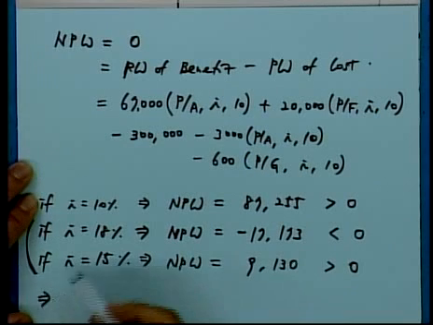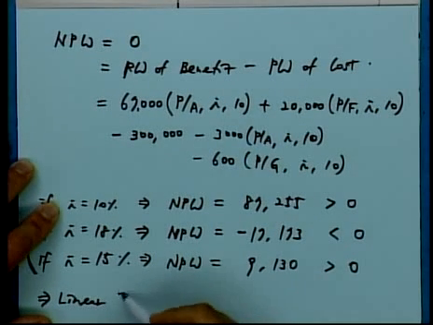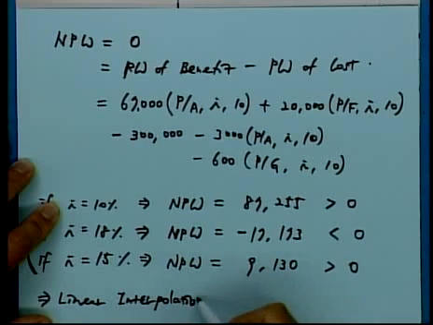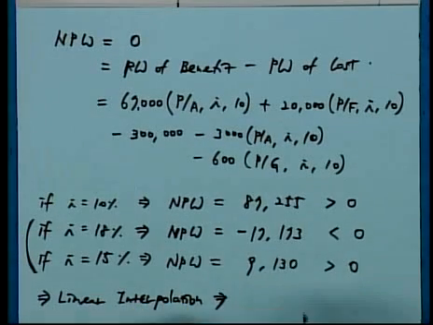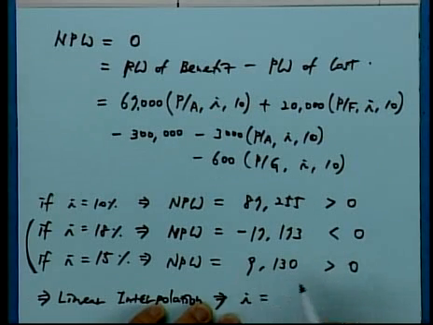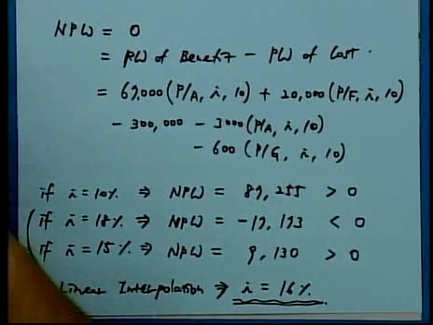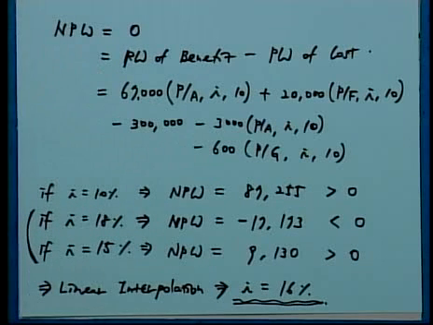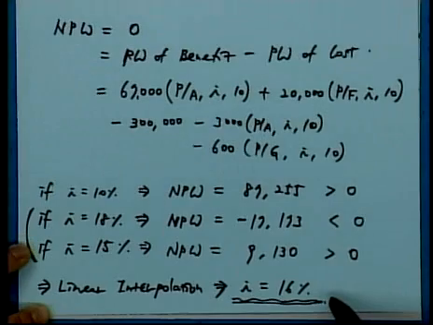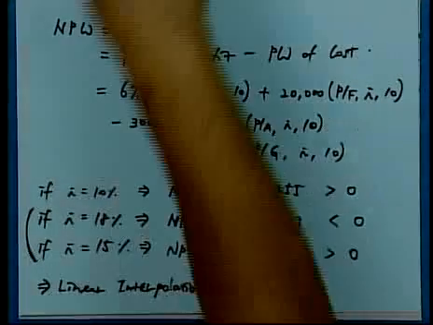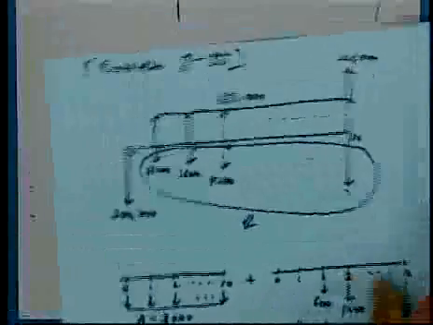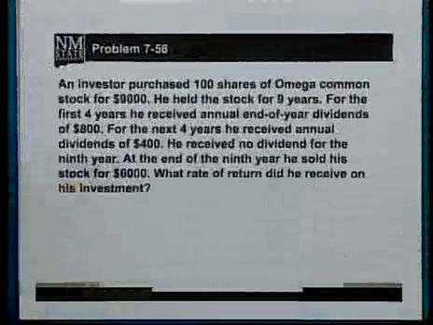Okay? So the next step is using linear interpolation. You can find the more accurate value of rate of return, which should be 16%. Okay? So please double check with this value at home. Okay? So this is the problem 7-55. Okay, next problem is problem 7-58.